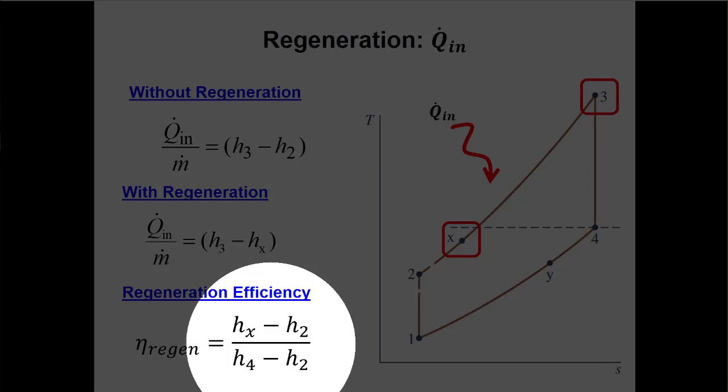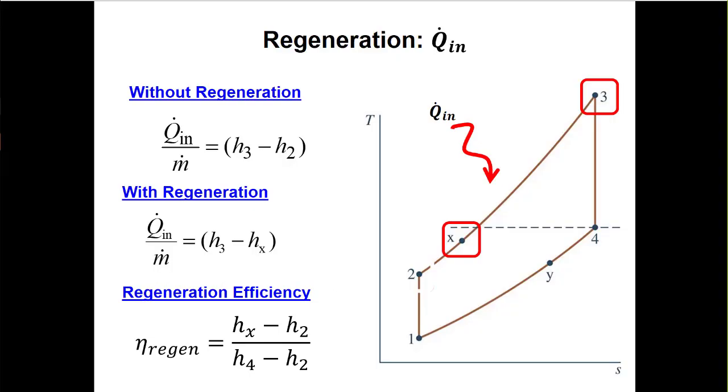Don't get too caught up with what these numbers are, because if the cycle is a little bit more complicated, if it also has, say, reheat or intercooling, then the state numbers might be different, right? So remember that this is the actual amount of heat transferred into the fluid in the regenerator divided by the maximum amount of heat that gets transferred into the regenerator. So don't memorize the state numbers, understand the concept.